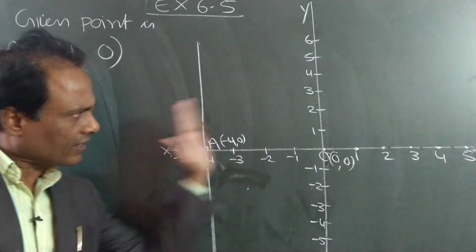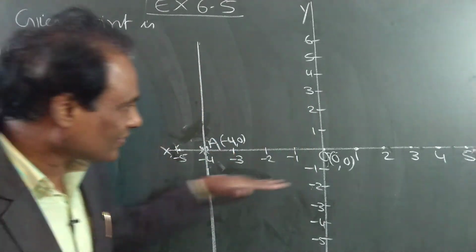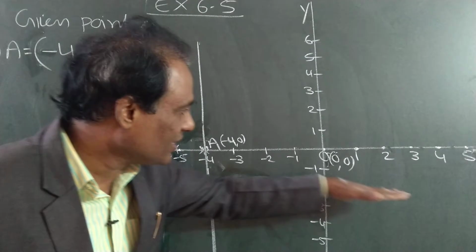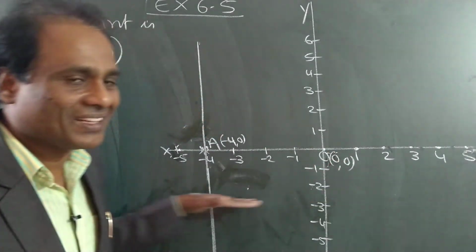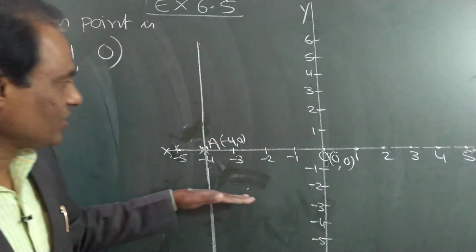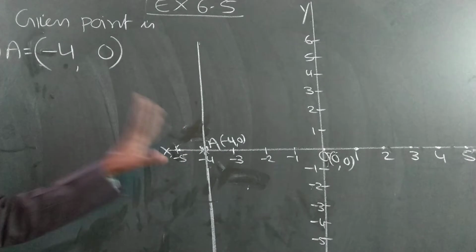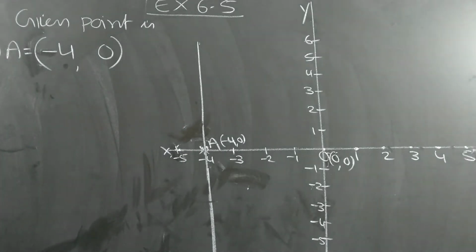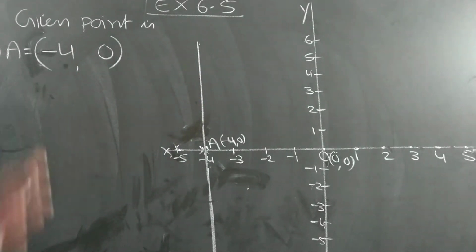Exactly parallel to y-axis. Parallel to y-axis means vertical line we will get. Parallel to x-axis means horizontal line we will get. Parallel to y-axis means vertical line. This is the line. Just draw the diagram, that's all.